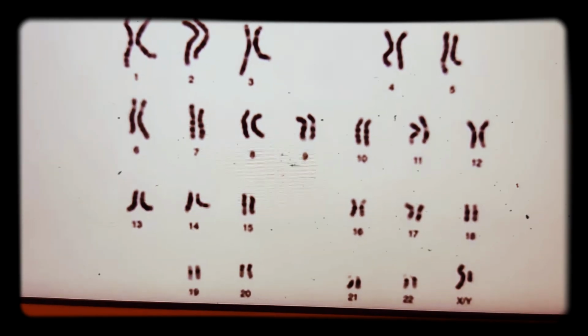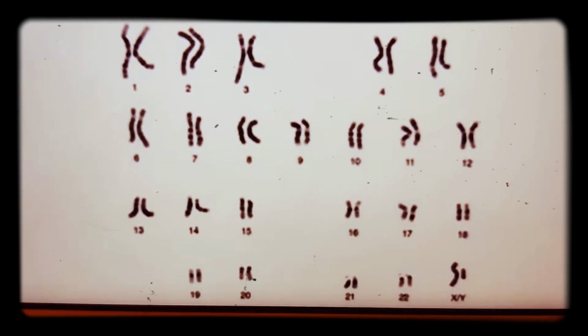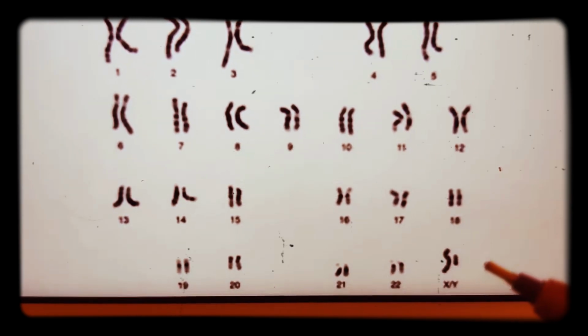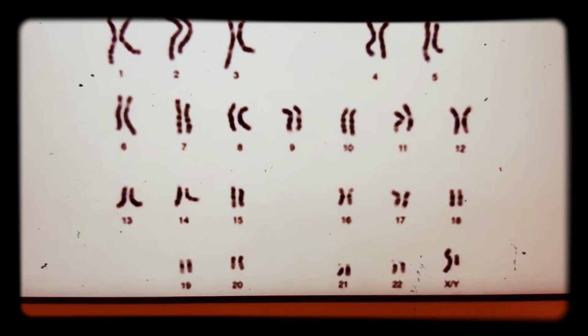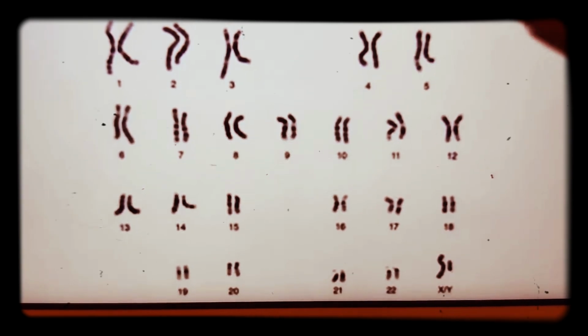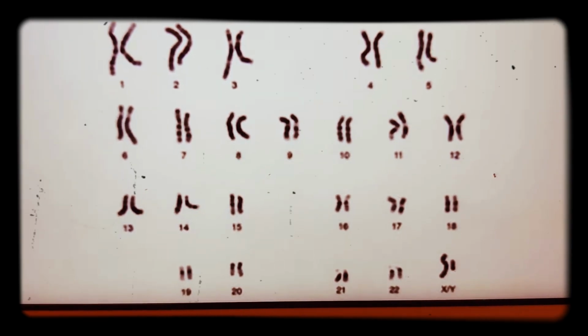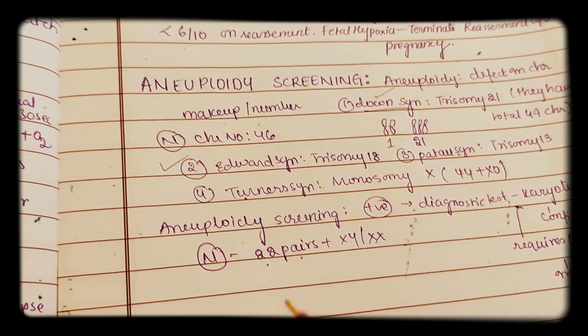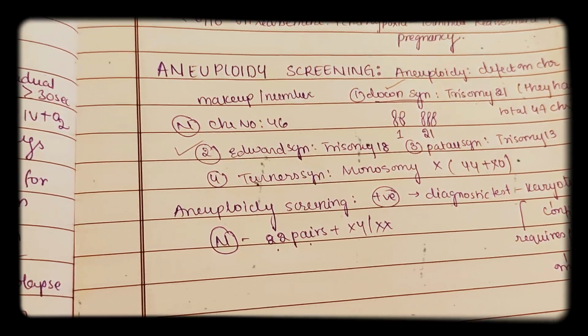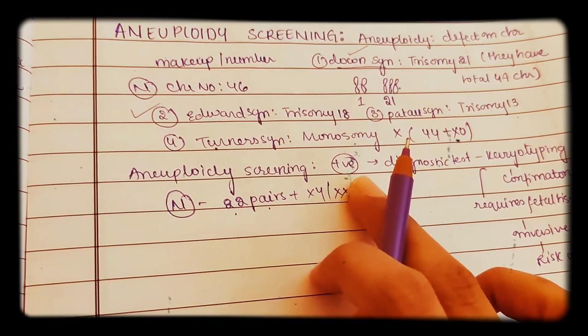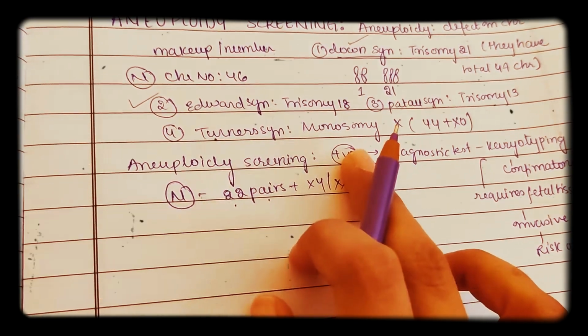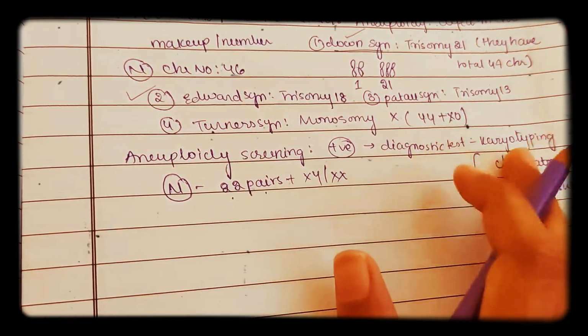So this is how a karyotype looks. You can see the chromosomes here. XY represents the male, so this is a male karyotype. What defect do you find here? This is a normal one, no defect. Now let us see the approaches if the screening test is positive. As I said before, if the aneuploidy screening is positive, you should go for a diagnostic test, that is karyotyping.